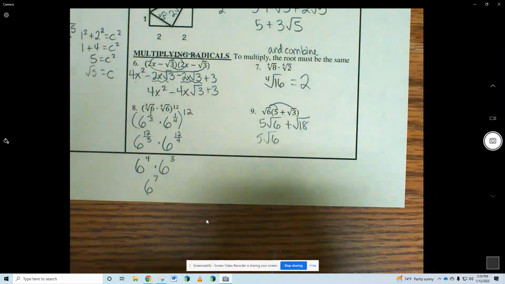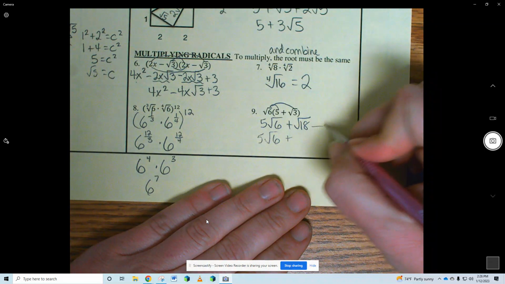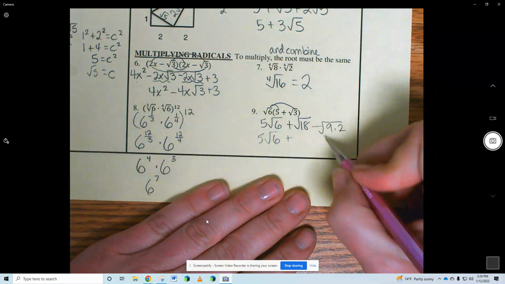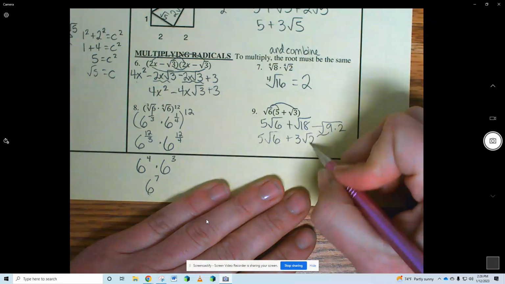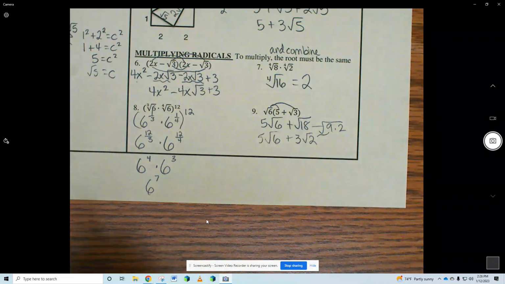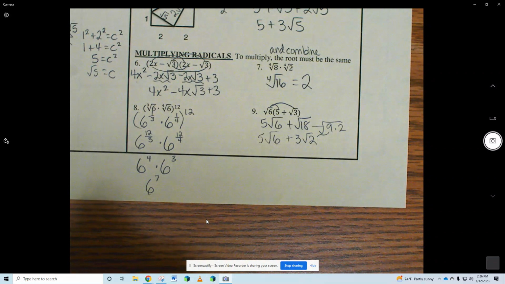5 root 6 plus, okay, this is 9 times 2, right? Square root of 9 times 2. 3 rad 2. Nothing can be simplified. I can't do a thing with that. They don't have the same number underneath. If they were multiplying each other, I could, but not adding or subtracting.